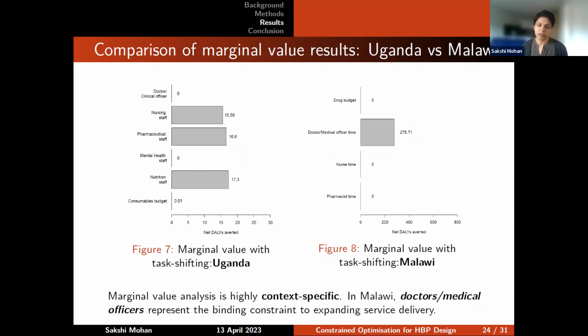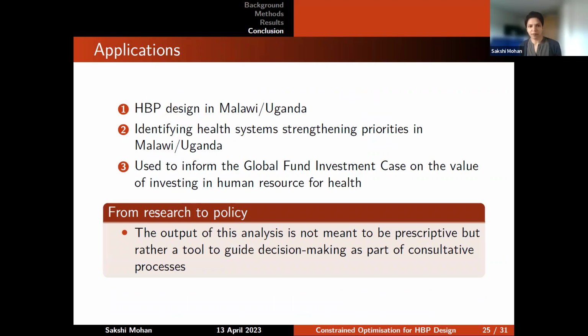Just as a comparison, we also found that these results are very context specific because different health systems have different bottlenecks. So we did run a similar analysis for Malawi. And if you look at the figure on the right, we see that doctors in Malawi represent the binding constraint on the system. So if we were to invest just $1,000 in expanding doctor capacity, this would result in 275 net DALYs averted. And again, inverting that figure, we find that the ICERs of doctors is as low as $3.6 per DALY averted.